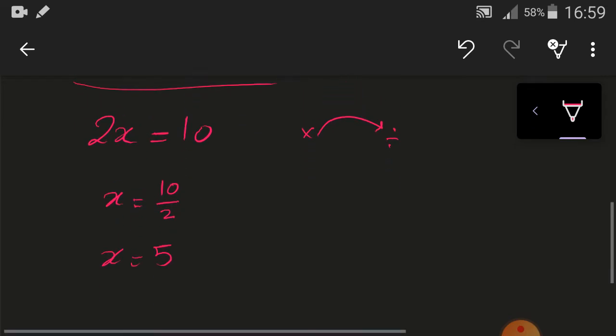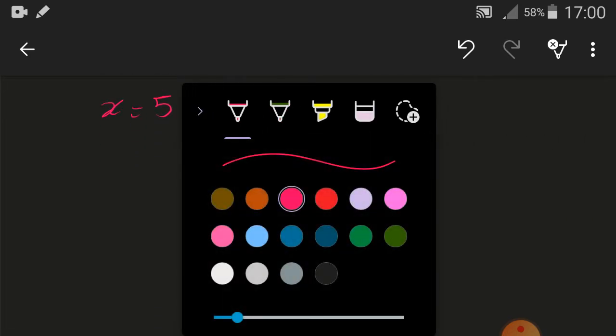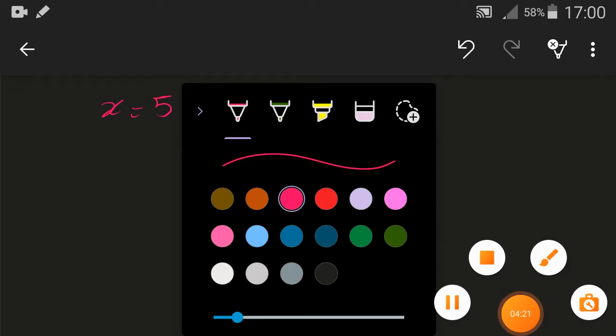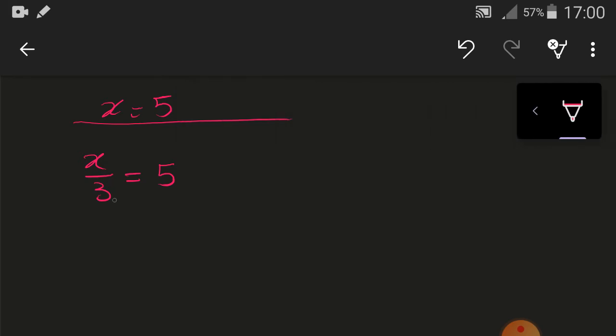Okay, so multiplication will be turned to division. What if it was division, like x over 3 equals 5? What's the inverse of the division?